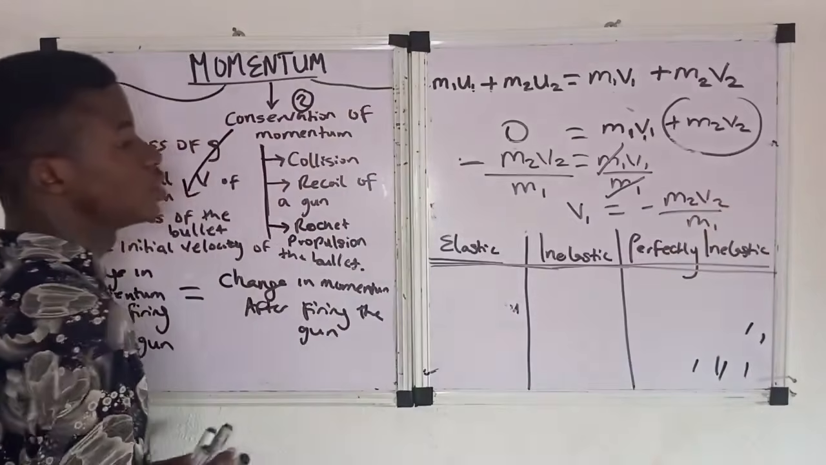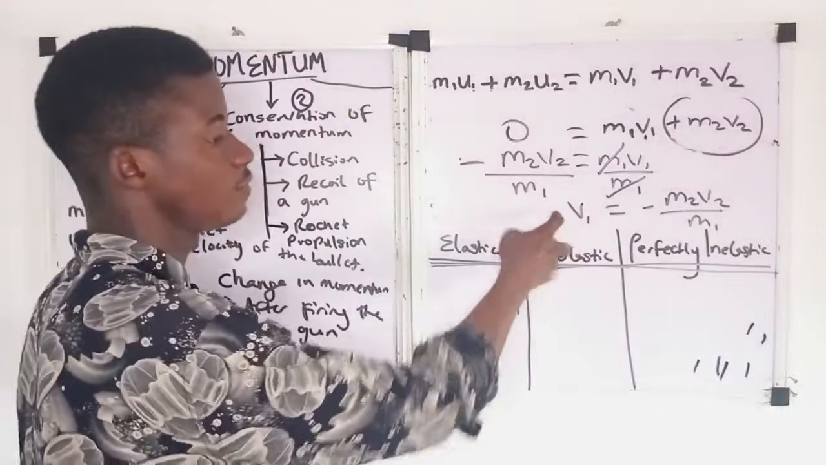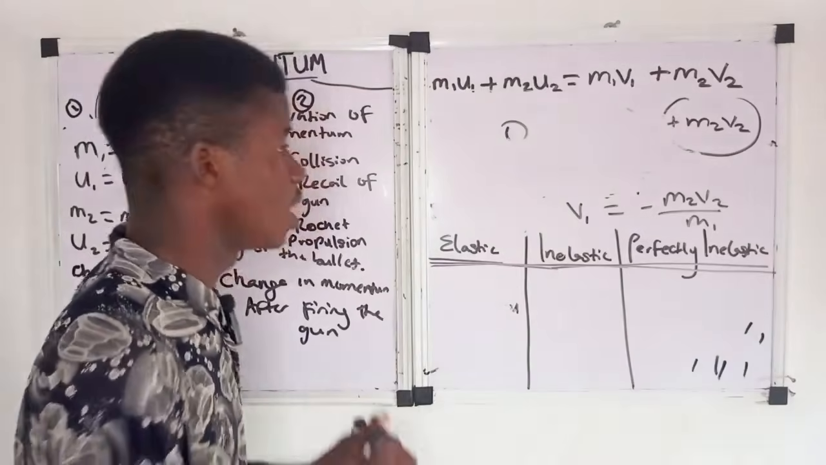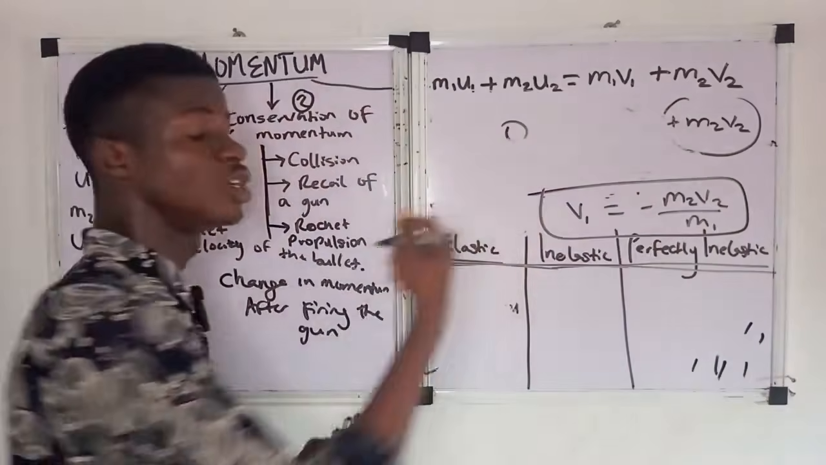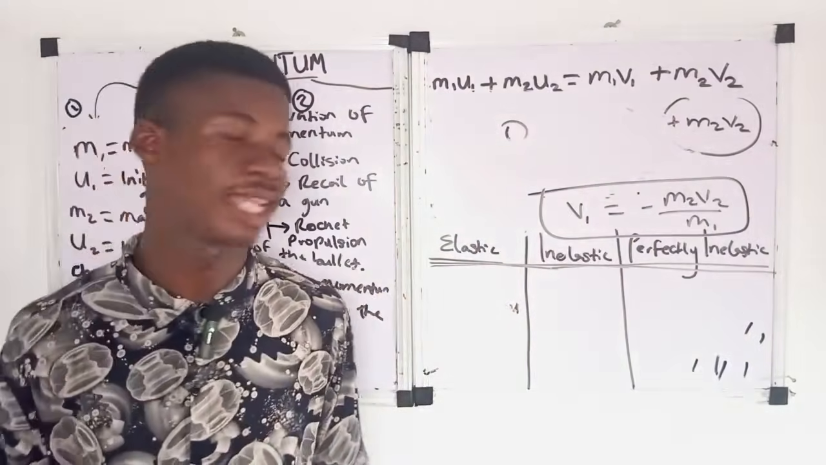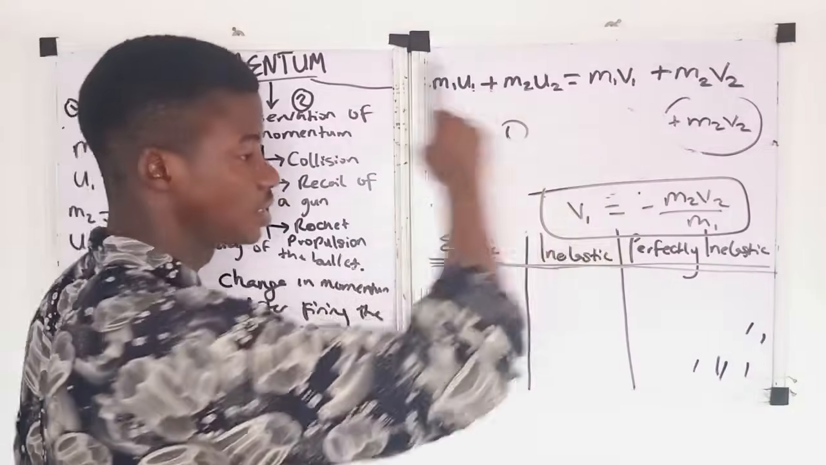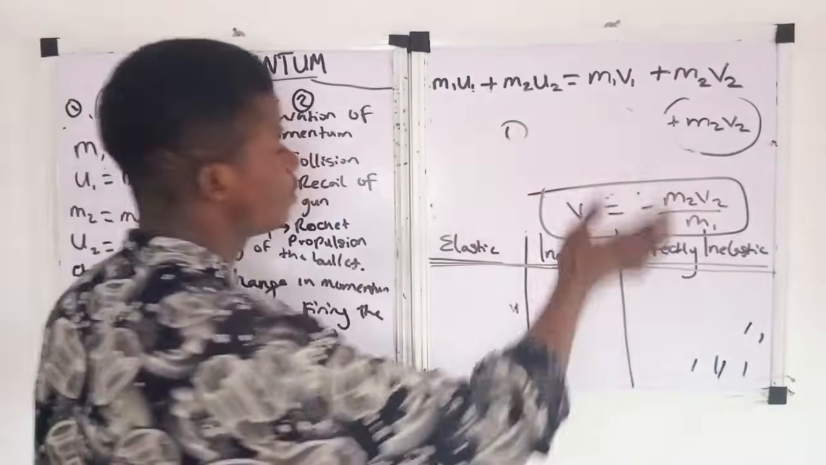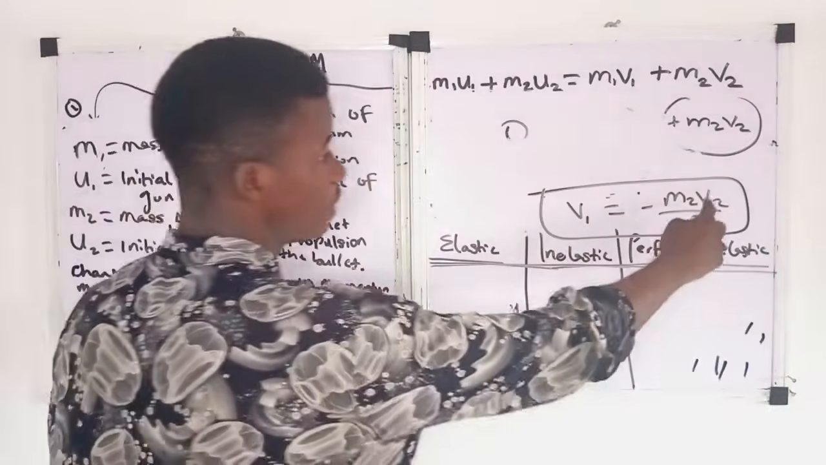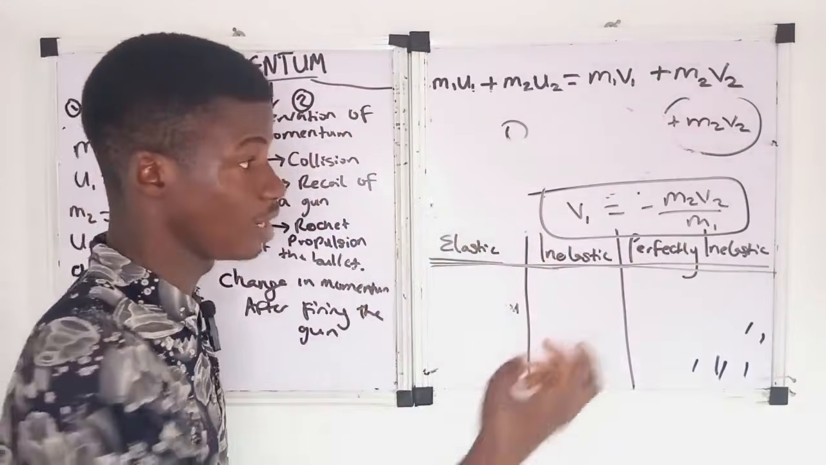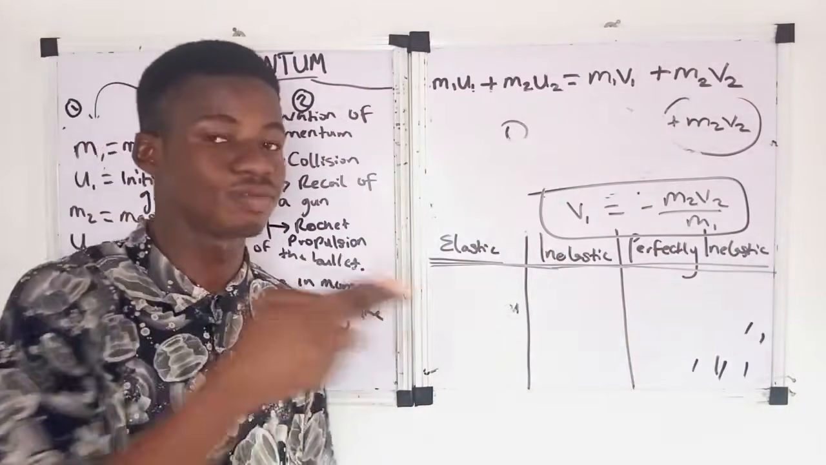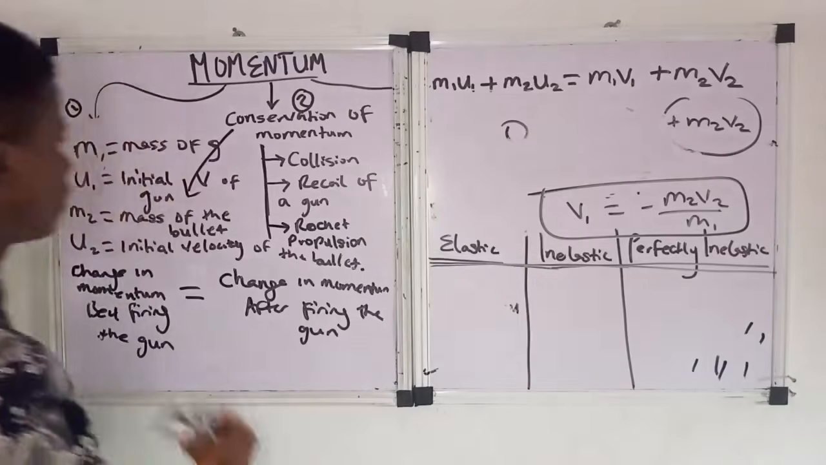So V1 is equal to minus M2 V2 all over M1, right? This is the formula to calculate the recoil velocity of a gun. Remember, this negative shows that the gun moves backward, towards the negative x axis. M2 is the mass of the bullet, V2 is the velocity of the bullet, while M1 is the mass of the gun, and V1 is the velocity of the gun with which the gun moves backward. This velocity is known as the recoil velocity.